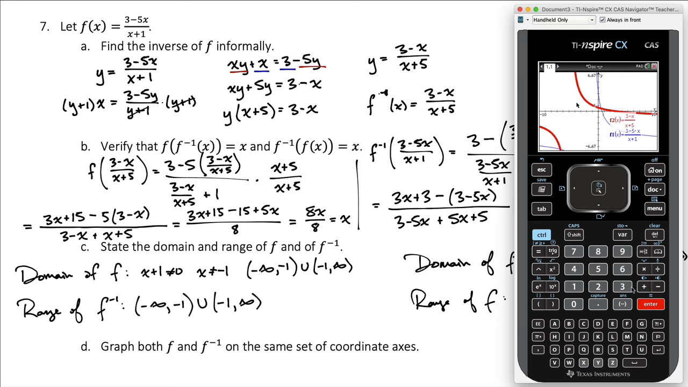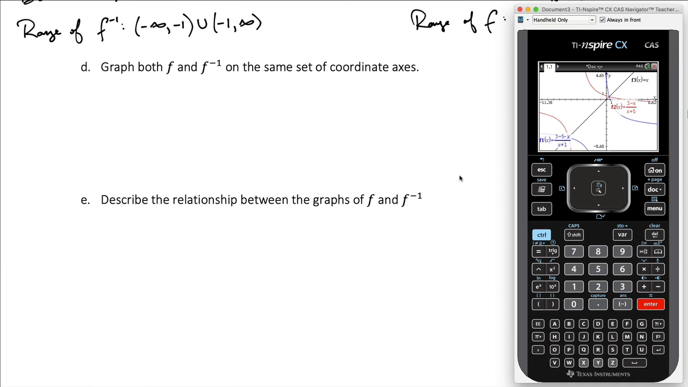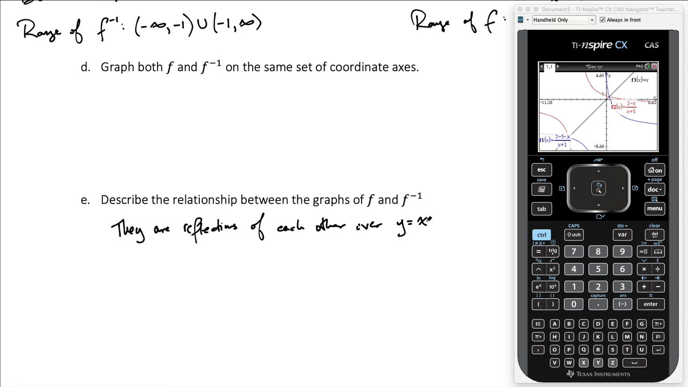And hit enter there. And this, of course, we're looking for the symmetry across the line y equals x. Let me go ahead and graph that, y equals x. We see that they are symmetric across that line. Okay, I'm not going to draw that here. And that's simply this relationship that we're looking for. They are reflections of each other over the line y equals x.